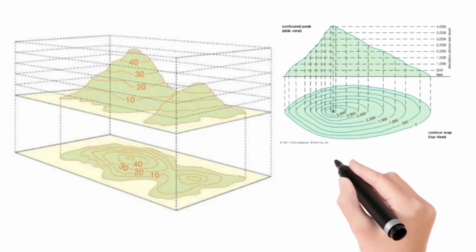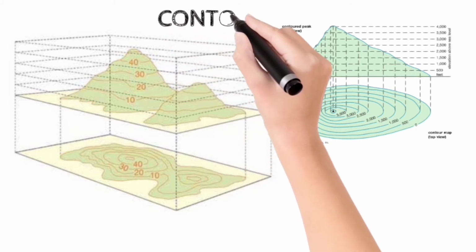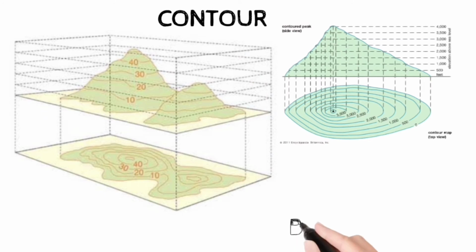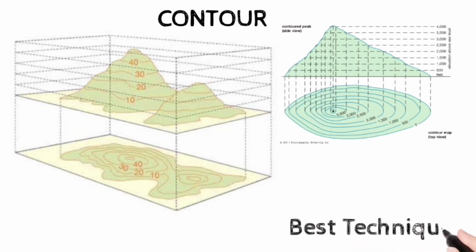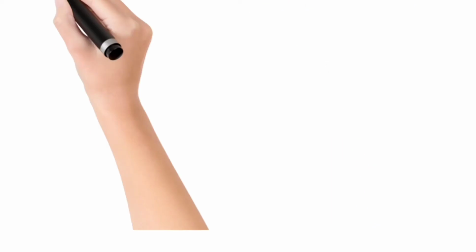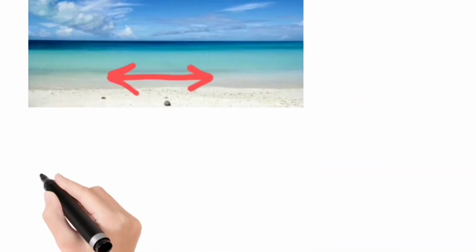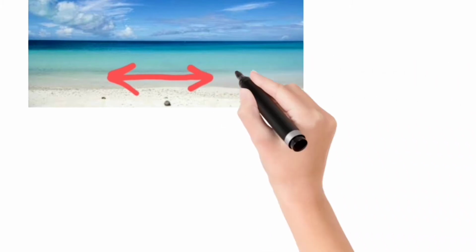So, in order to overcome this disadvantage, contour lines are adopted. These are the cross sections of the contour lines to get the actual relief feature of the ground, which is regarded as the best technique among all. But before going into further detail, let's first understand what elevation is and how it differs from relief.